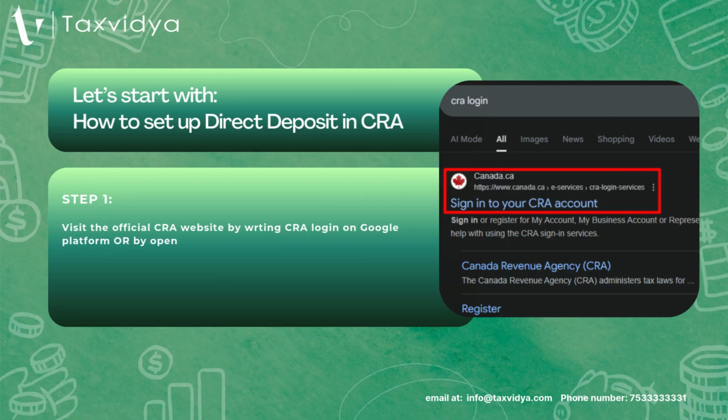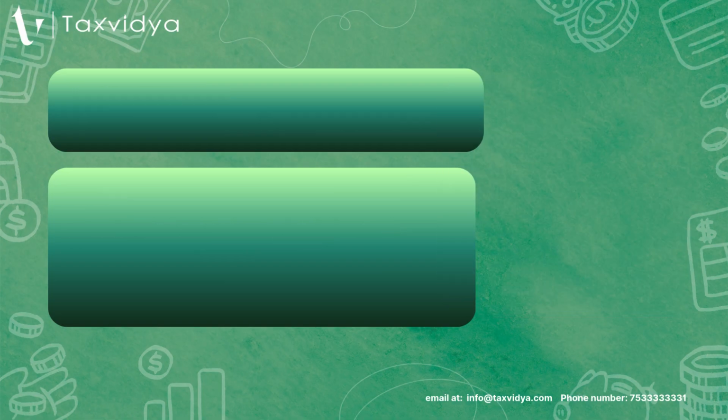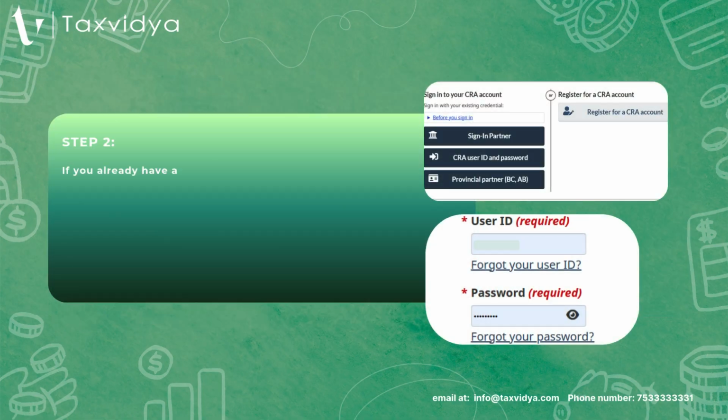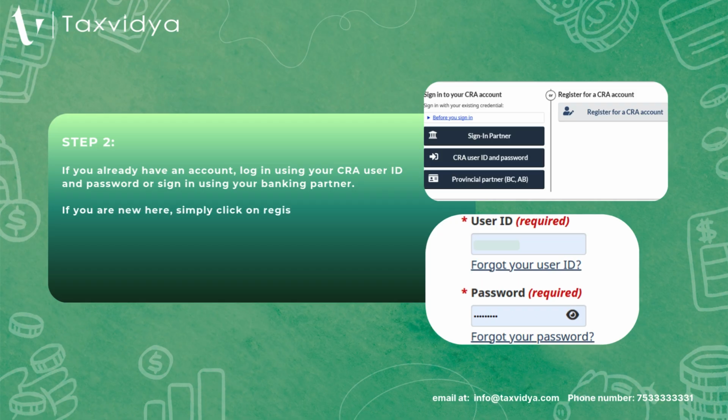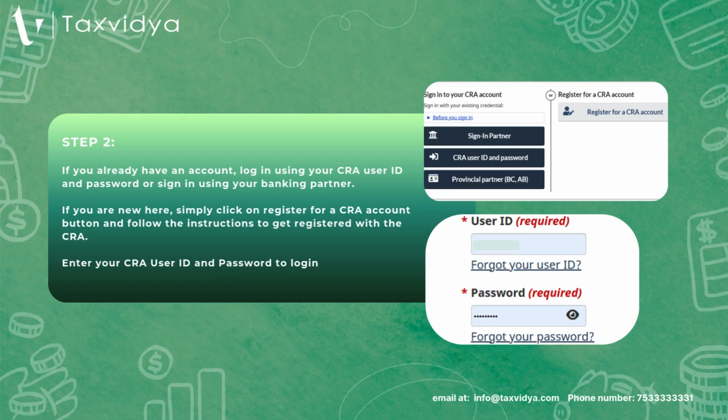Log in on the Google platform or by opening the website URL www.canada.ca/my-CRA-account. Step 2. If you already have an account, log in using your CRA user ID and password or sign in using your banking partner. If you are new here, simply click on the Register for a CRA Account button and follow the instructions to get registered with the CRA. Enter your CRA user ID and password to log in to your account.